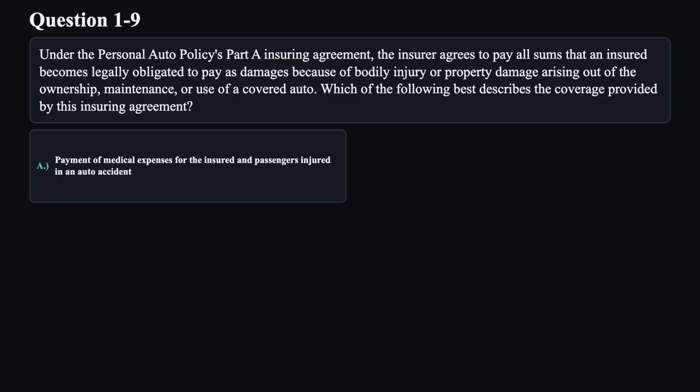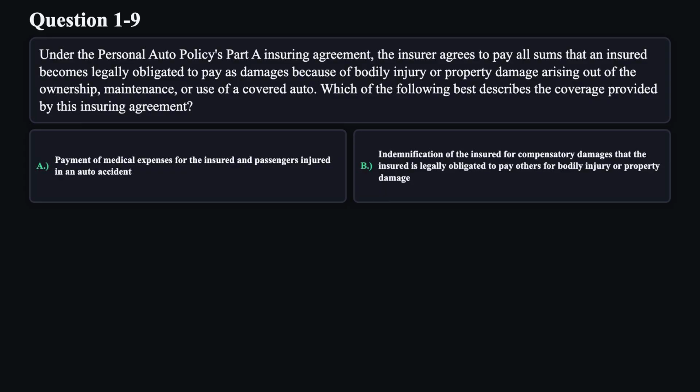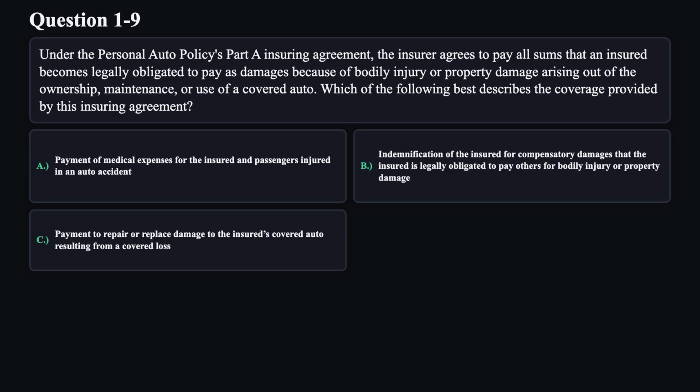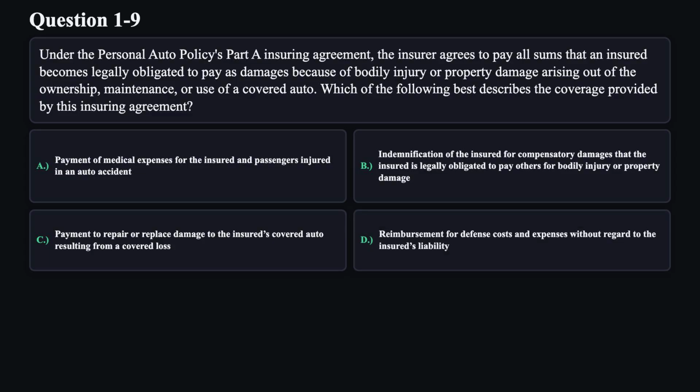A. Payment of medical expenses for the insured and passengers injured in an auto accident. B. Indemnification of the insured for compensatory damages that the insured is legally obligated to pay others for bodily injury or property damage. C. Payment to repair or replace damage to the insured's covered auto resulting from a covered loss. D. Reimbursement for defense costs and expenses without regard to the insured's liability.